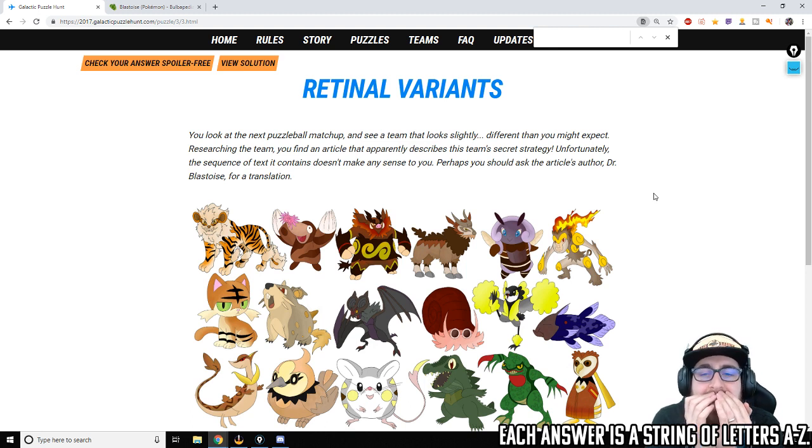Researching the team. This team's secret strategy. Are they all the same? They aren't all the same type of Pokemon, are they? I think Arcanine is like fire type. Looks like we have some fire. It looks like, yeah, never mind. You got a fish over there on the right side. Maybe a flyer at number 11.